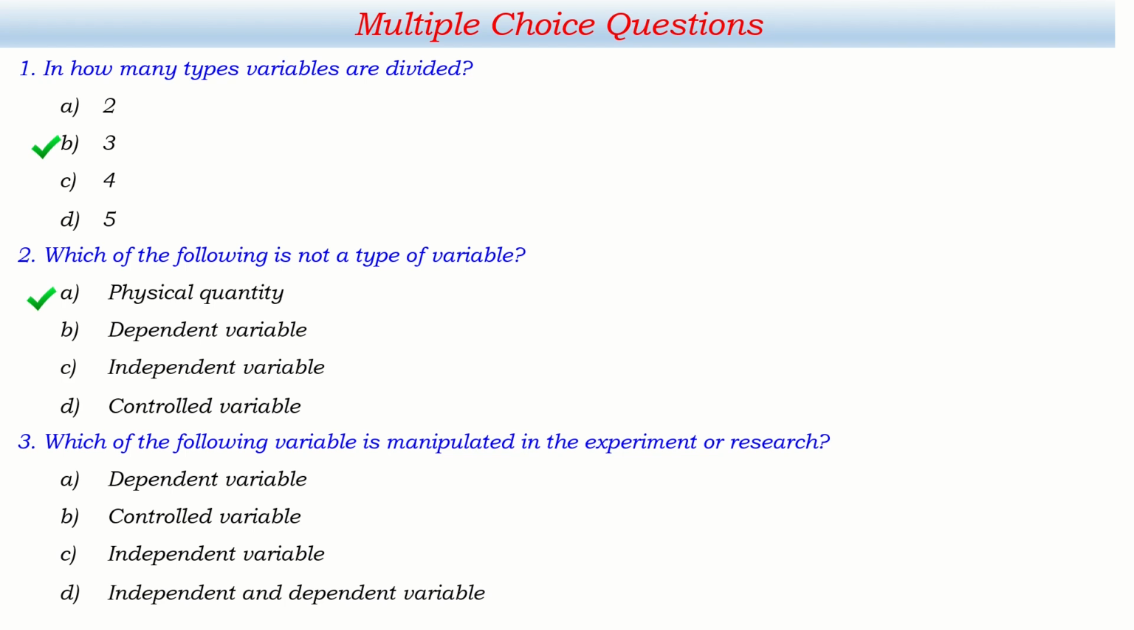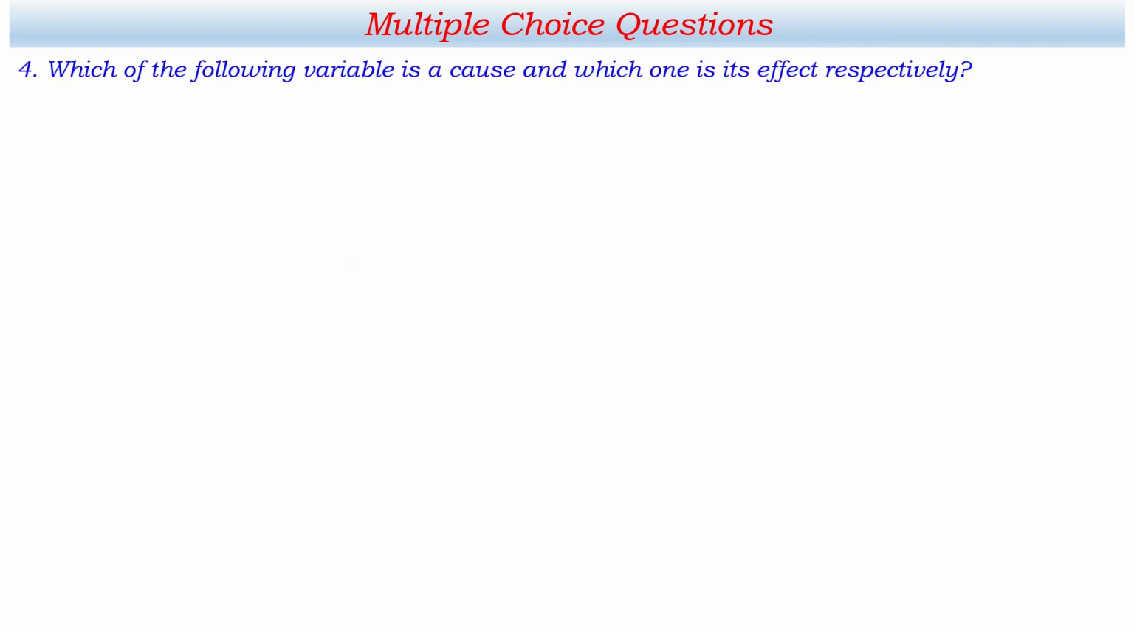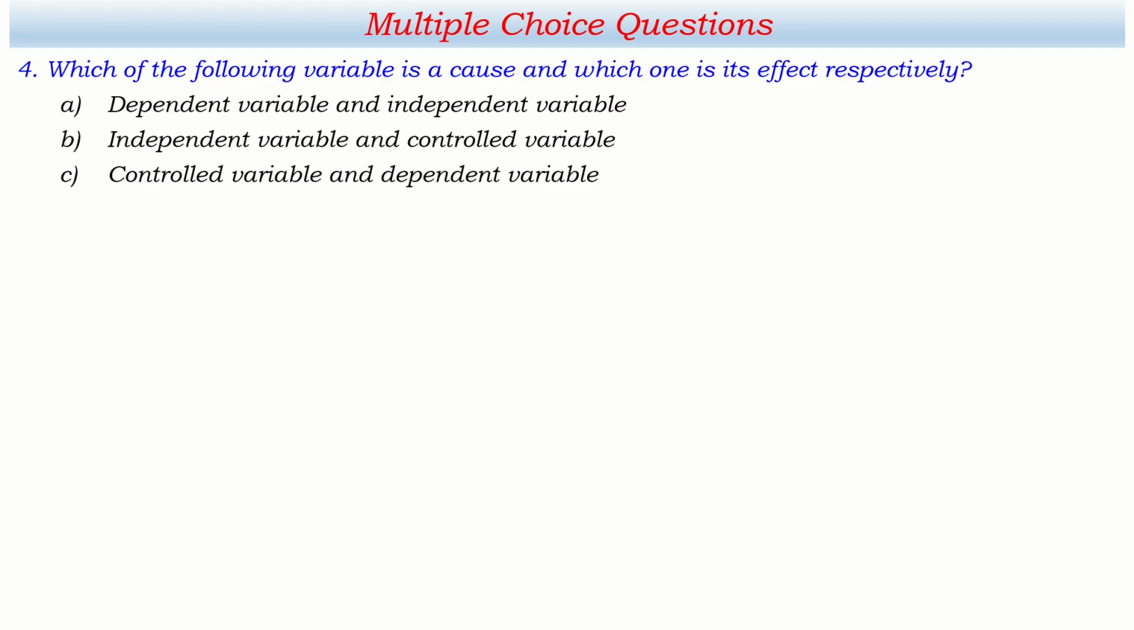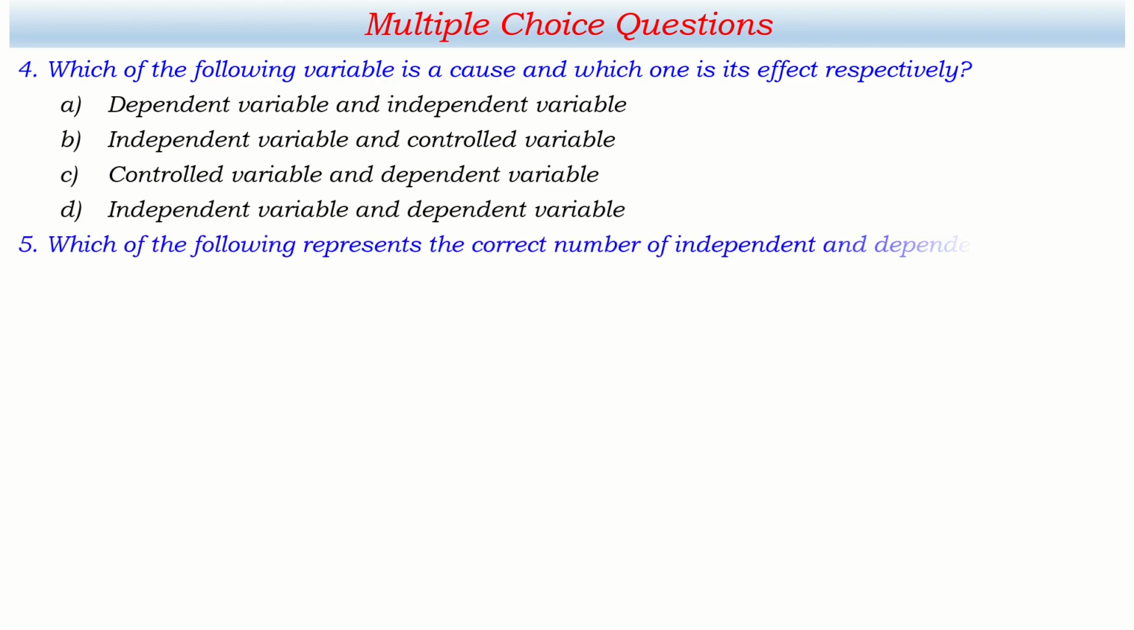Which of the following variables is manipulated in the experiment or research? Which one? Manipulated. Actually, the independent variable is manipulated and its effect is seen in the dependent variable. Okay, let's have another question also. Which of the following variables is a cause and which one is its effect, respectively? Cause and effect. The options are 4. Okay, let's think about this.